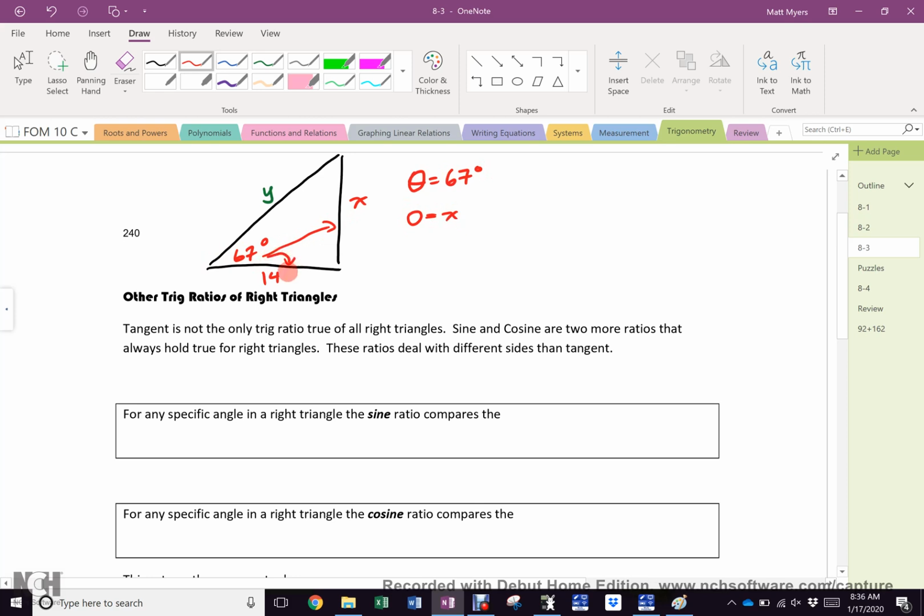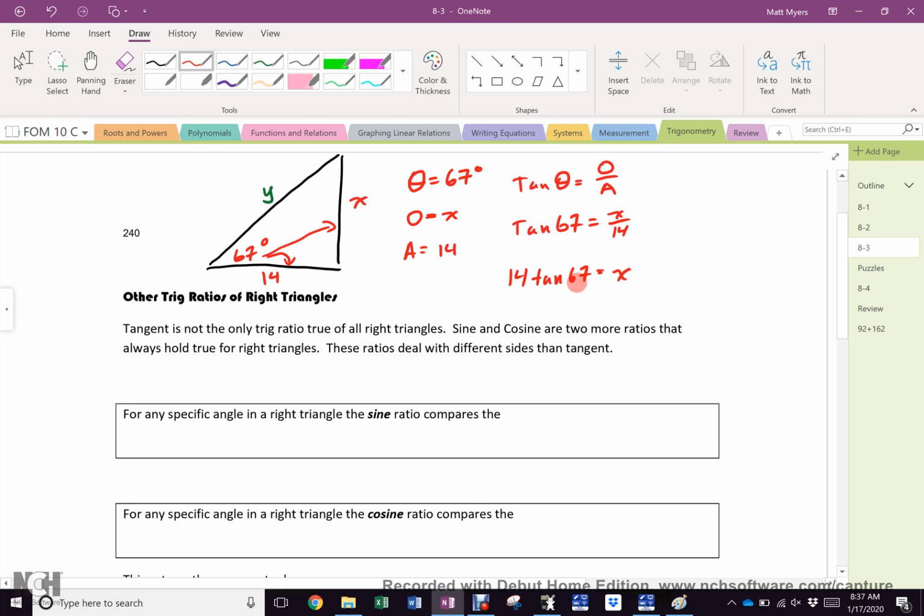This, since it's the other leg, not the hypotenuse, is the adjacent side. And we know that tan of any angle always equals the opposite over the adjacent. Put in the numbers I know. Tan of 67, because theta equals 67, equals x over 14. And to get rid of divided by 14, 14 times tan 67 equals x. And that you do on your calculator. Only then do you touch your calculator.